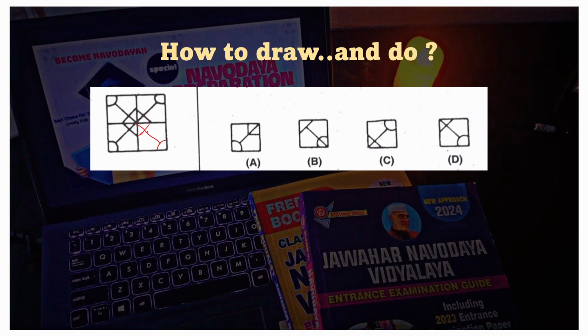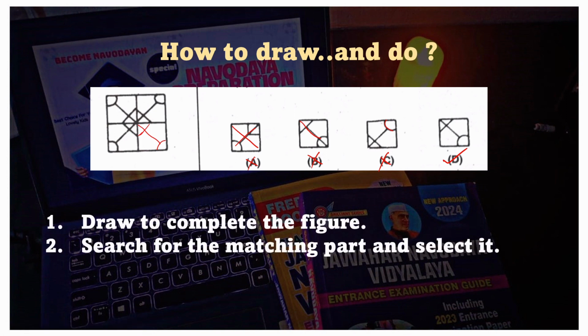So this is how we need to complete the figure first, and then we need to search where the match is. Option A is not matching because the direction is from this to this, but it is in the other direction, and here this line should come from this corner to this corner, right? So it is also eliminated, and here this is also in the opposite direction, so C is also eliminated. Finally we have the match at option D, so we will select D as our correct answer for this question. This is how we have to draw and find the answer for incomplete figures.